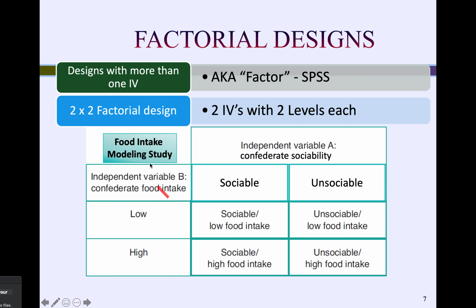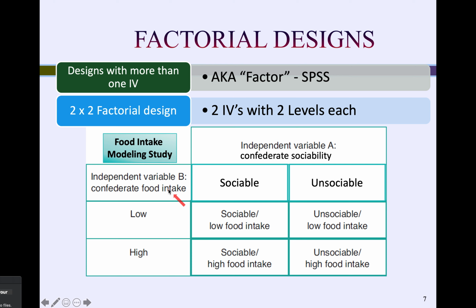So they wanted to see whether or not participants would increase their food intake depending on whether the confederate ate a low or high number of M&Ms, basically had low or high intake, and whether the confederate was sociable or non-sociable.